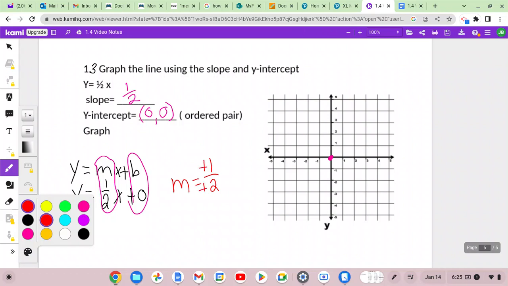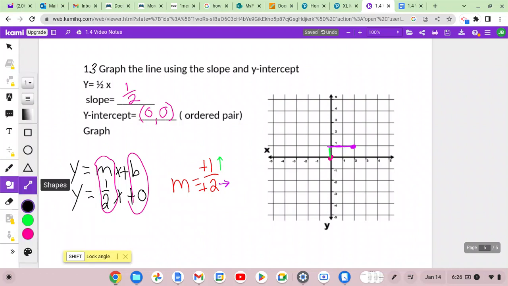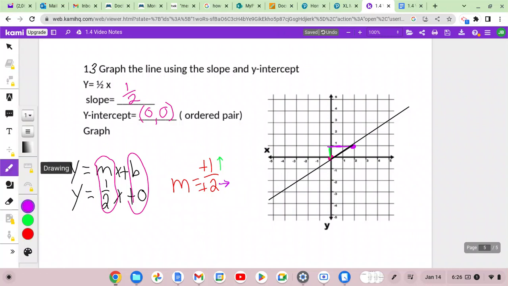Then we will use the slope, which again here is 1 over 2. Everything is positive, so I'm going to go up 1 from the 0, 0 I just made. So green shows where I've gone up 1. Purple this time to go right 2. So there's right 2. I have my 2 points. That's all I need to make the line. So I'm going to do my best now to connect these points, making a straight line. And I'm going to put arrows on the end of it on both sides to show the line goes on forever in both directions.